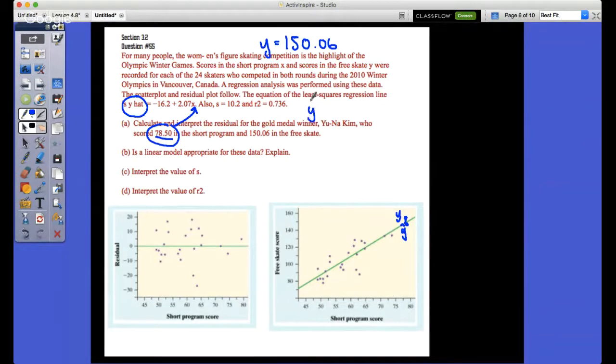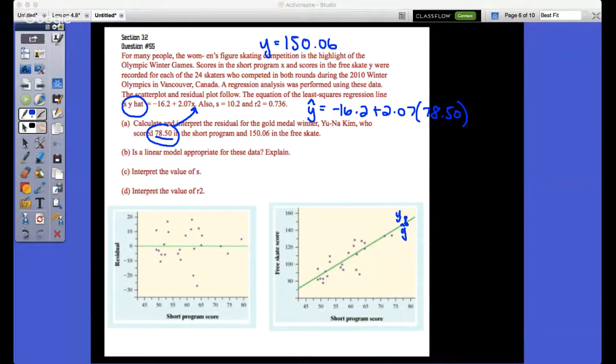So we could say y hat is equal to negative 16.2 plus 2.07 times 78.50. So go into our calculator here. 2.07 times 78.50. You could do this with me if you want to. Get that. And then I'm going to subtract 16.2 to get 146.295. So my y hat value is 146.295.